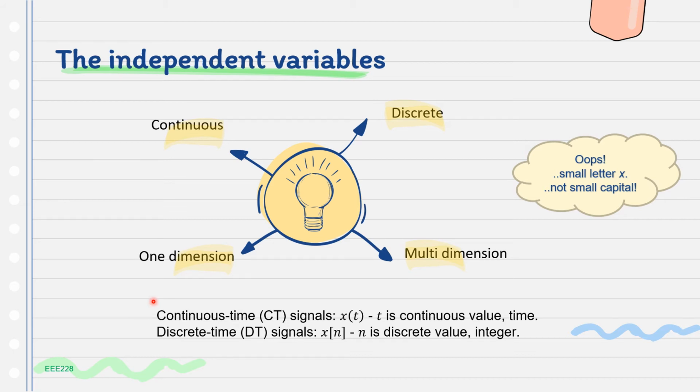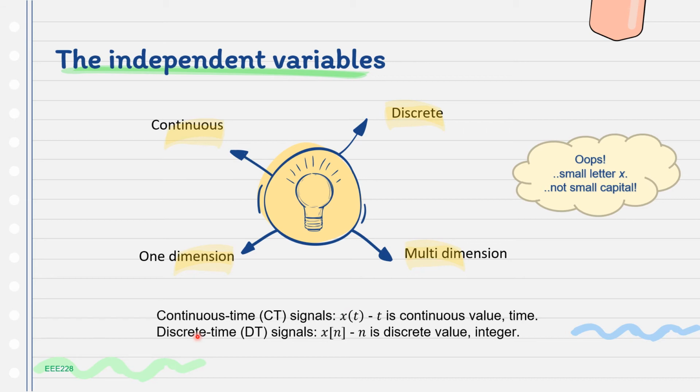For notation, we must try to standardize the notation. Let's say, for example, we use the notation x to represent the signals. The signal is usually represented by a small letter, so small x. Then for continuous time signals, in bracket we have the independent variable, which in this case is time. So we use t to represent time. For continuous time signals, we have x in the bracket t.